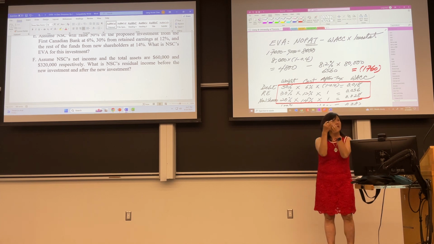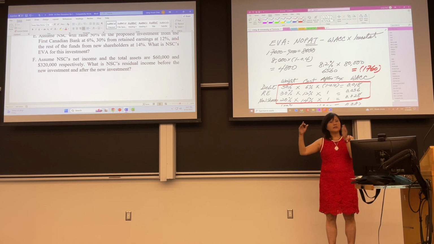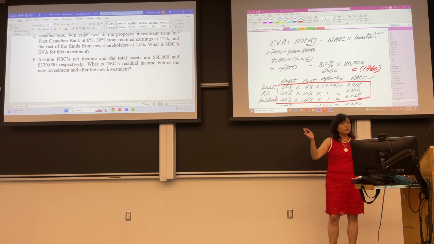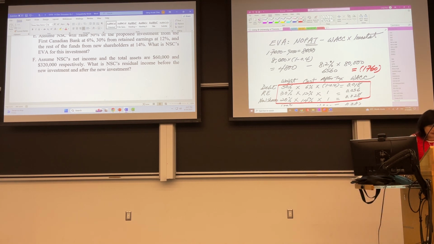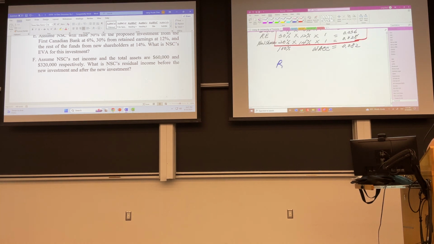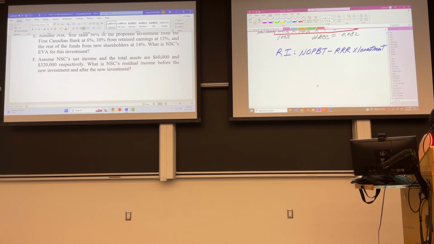This one is only looking at one project. So before we invest, 60,000 is the total net income. 320,000 is the total asset. So we want to figure out residual income, RI. RI calculation: net operating profit before tax minus required rate of return times investment. Okay? All right. So we have to do it before and after.